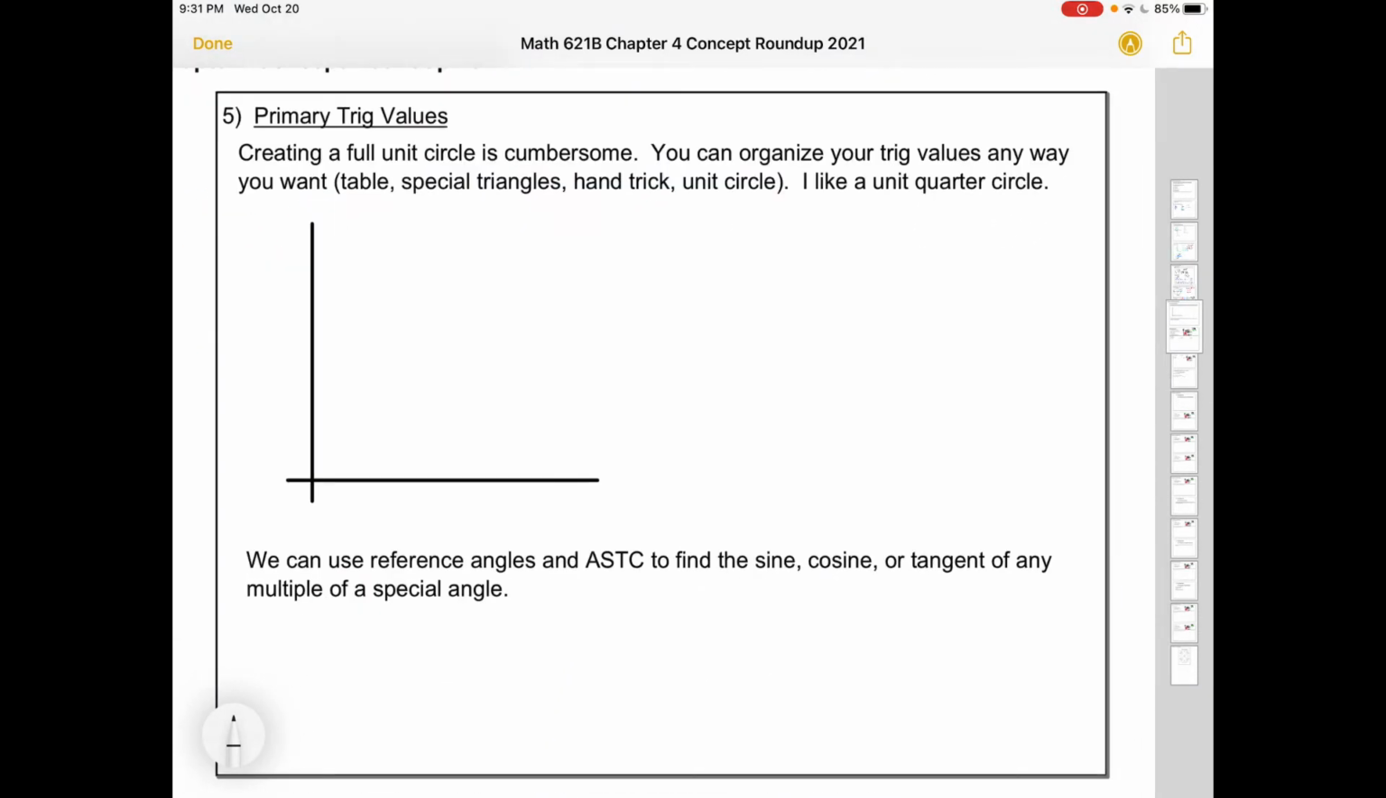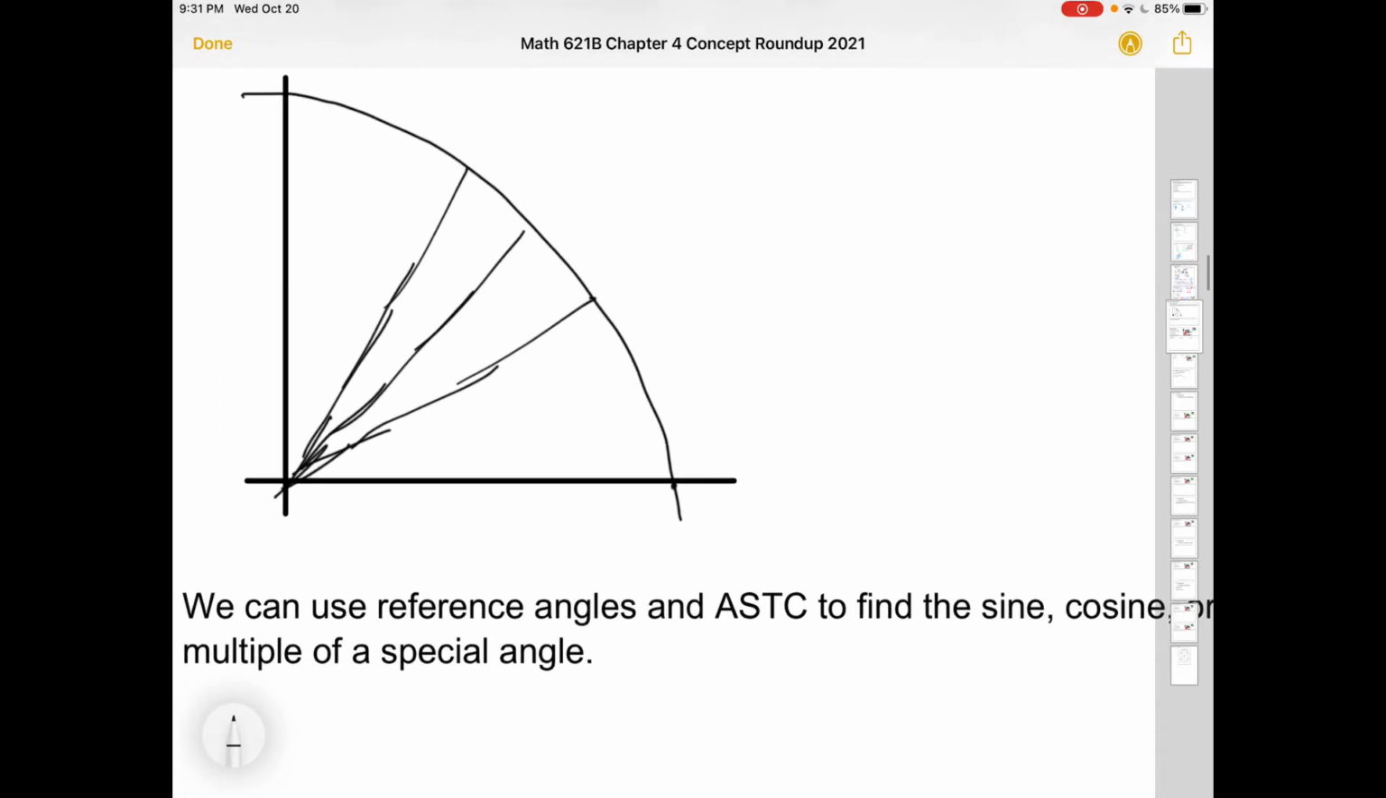So here it says, creating a full unit circle is cumbersome. You can organize your trig values any way you want. I like a unit quarter circle. So here's what I do. I make the arc of the quarter circle, and I talk about the important angles that are in it. So that would be 45. Here's 60. Here's 30. And I'm just going to draw what those angles are in degrees and radians.